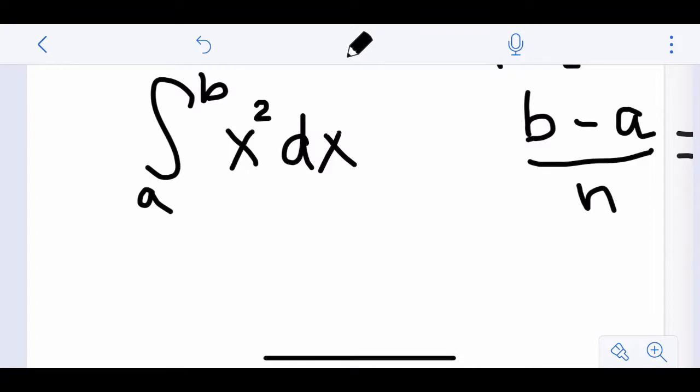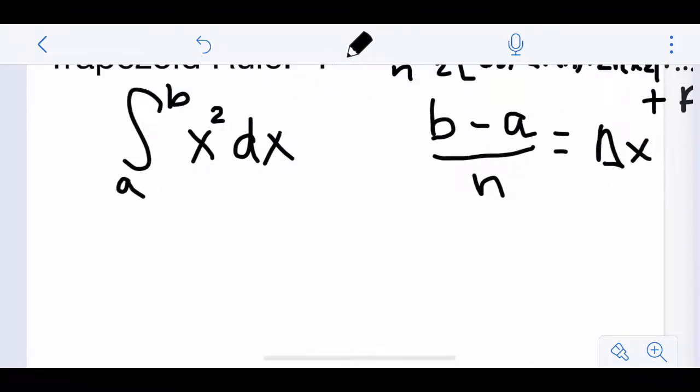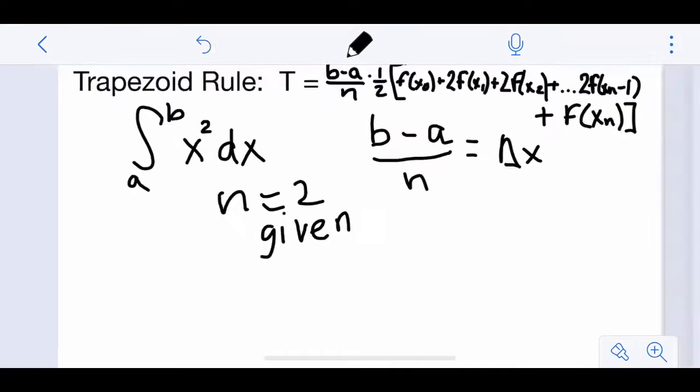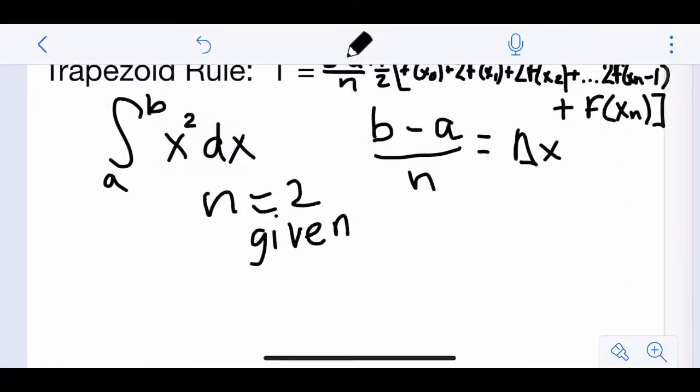Now let's get started with an example. Our n value is 2. That should be given on your tests or quizzes. But sometimes the n value is not given and you have to figure it out.